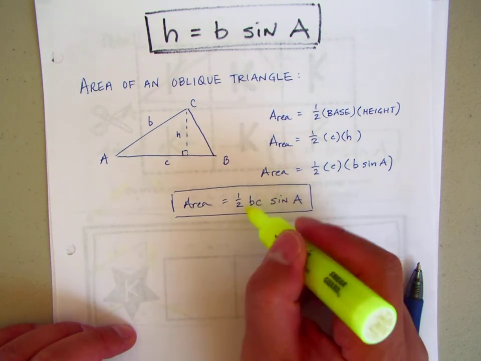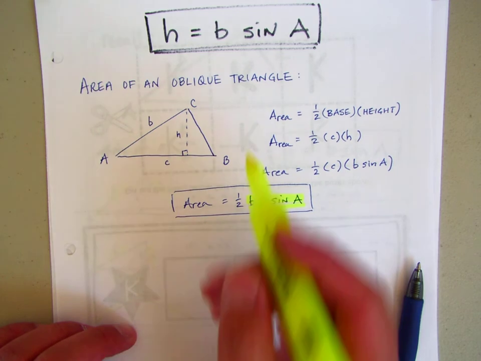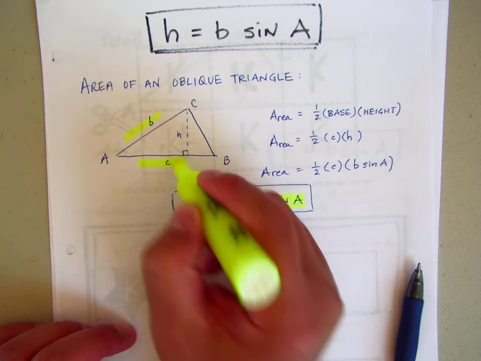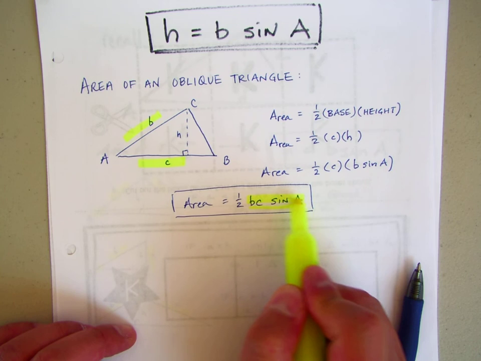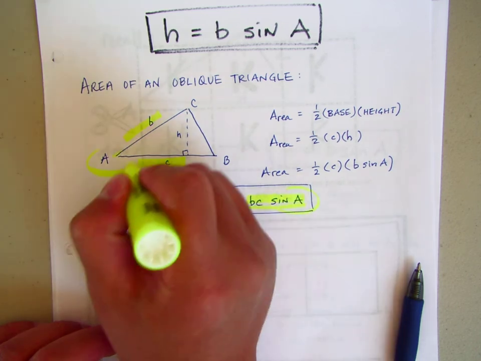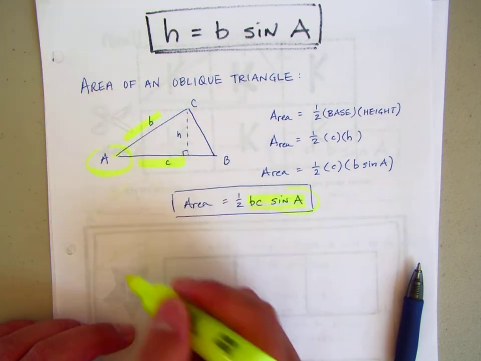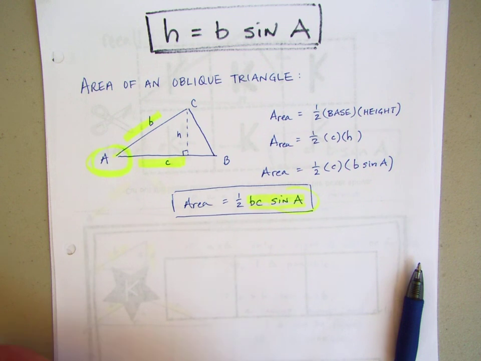BC sine of A is always going to refer to two sides that you know, and hopefully you remembered or got the terminology, the angle between them, the intercepted angle. So it's always going to be two of the sides of the triangle and the angle in between, the intercepted angle. For that reason, I can actually write the equation in three different ways.